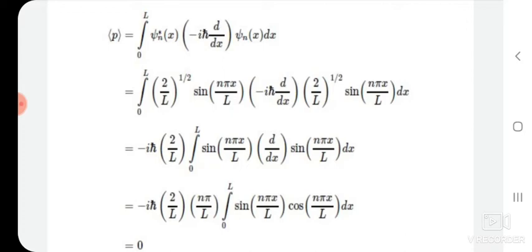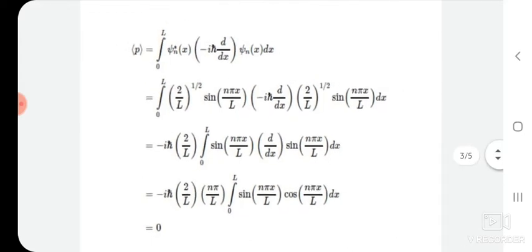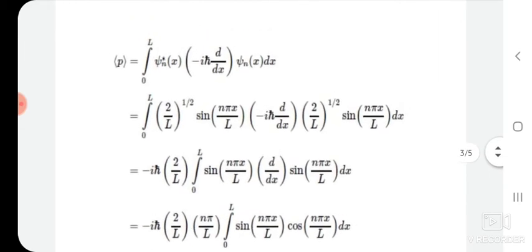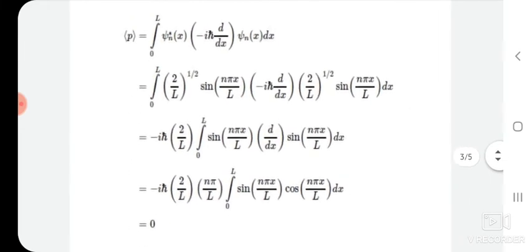Now integration of sin n pi x by L cos n pi x by L dx is 0. If you solve this integral, it gives 0. Therefore expectation value of p is always 0. That's why momentum is quantized. In this case, when a particle is in a 1D box, momentum is quantized. Its expectation value is 0.